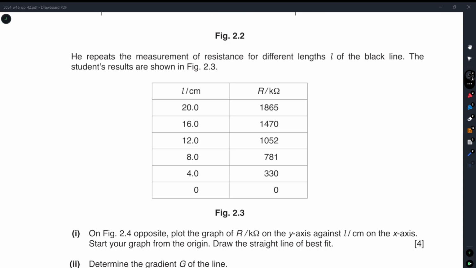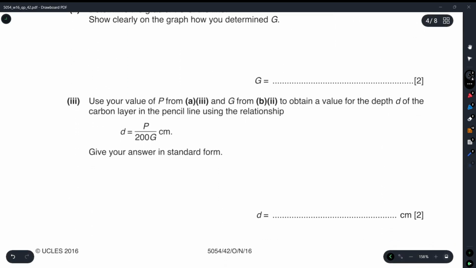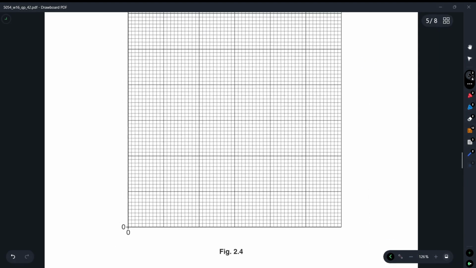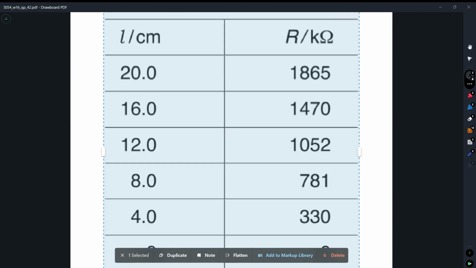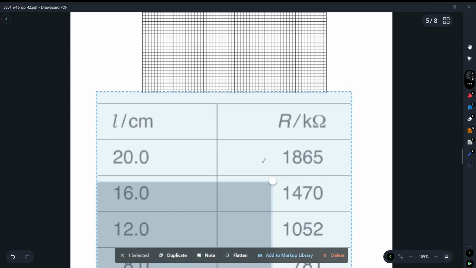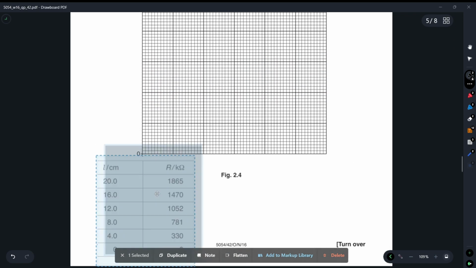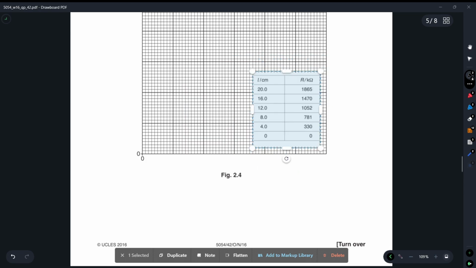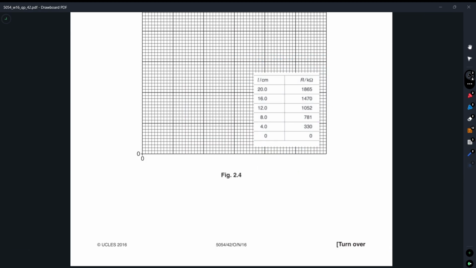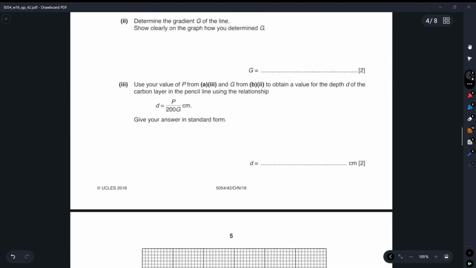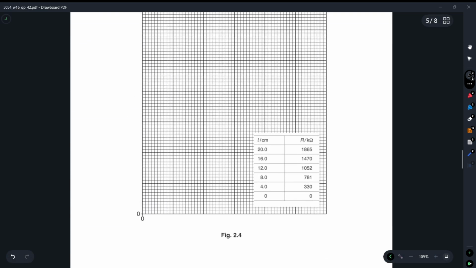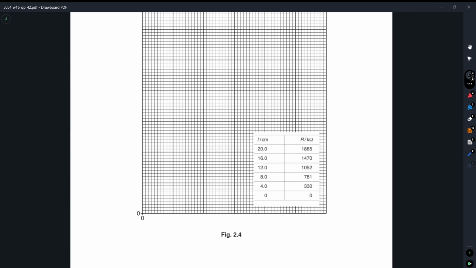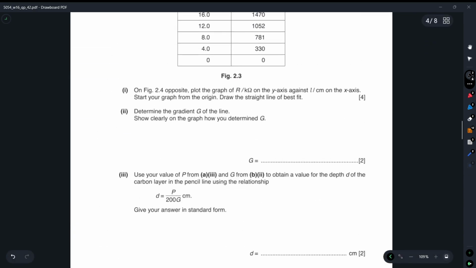Okay, so let's just take this. We need to draw R against L. Let's just put this over here. Now, of course, the question says it's starting at the origin and you need to draw a straight line of best fit. Cool. Let's see what we can work with. L, of course, is going to be on the x-axis, and R on the y-axis.